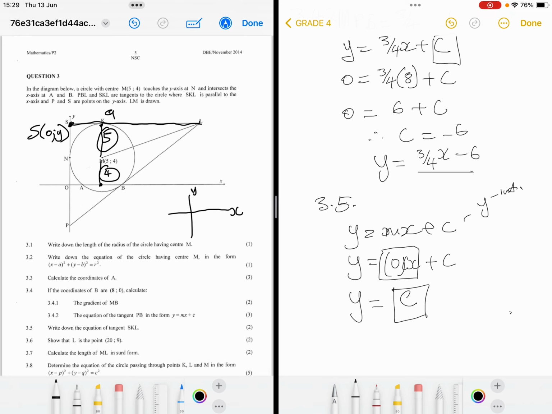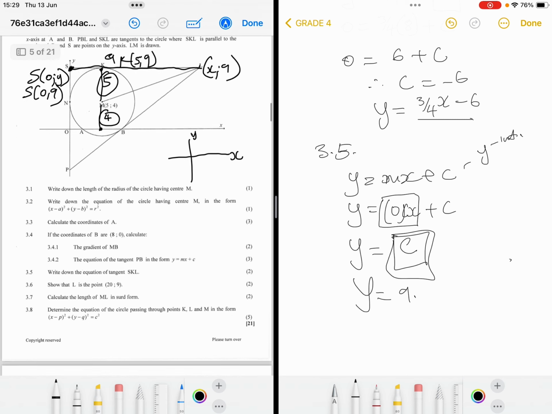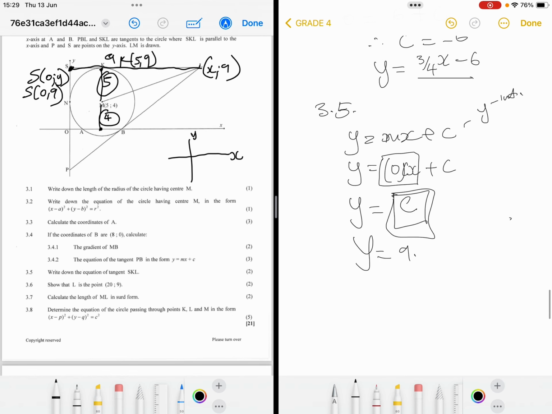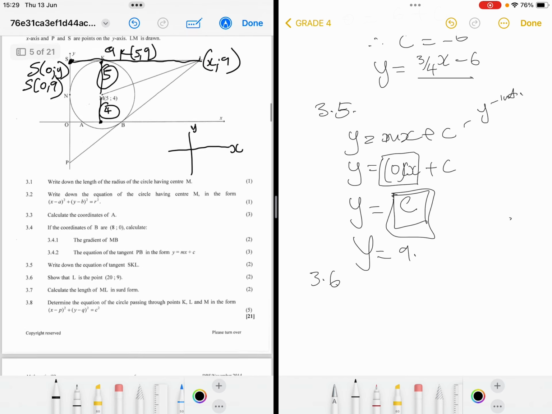So here the coordinates of S is 0 and 9. The coordinates of K is 5 and 9. The coordinates of L is x and 9. You see? So we are taking the y-intercept there. It means y is equal to 9. So how many marks are that? 2 marks. So 3.6. Write down the equation of a tangent SKL.